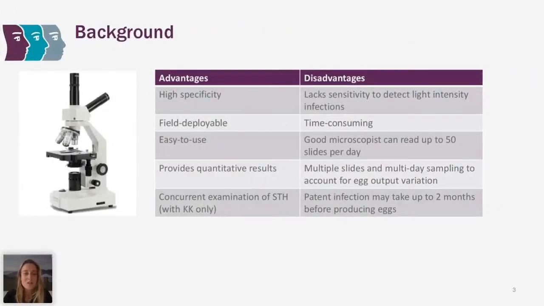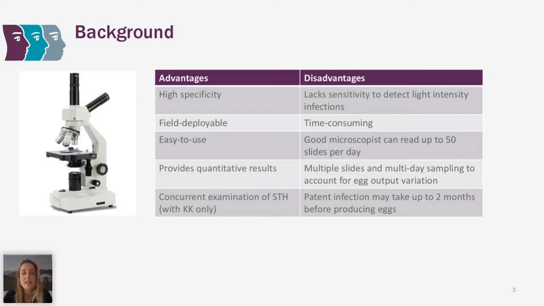Most of you in the audience are probably aware of the advantages and disadvantages of the current diagnostic methods used for schistosomiasis, based on which we provide treatment, or ministries of health will give treatment. I'll go through these very quickly. The advantages are they're highly specific for the disease that we're looking at. They're field deployable, easy to use. They provide quantitative results, but also not only are you looking for schistosomiasis eggs in the stools, you're also looking for soil-transmitted helminths.